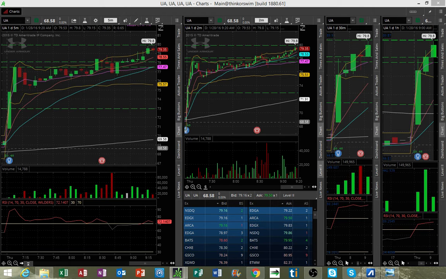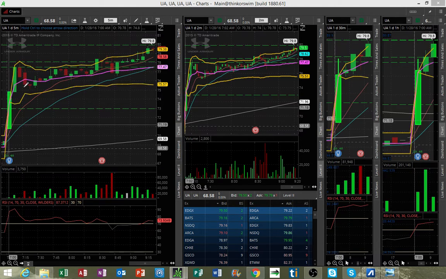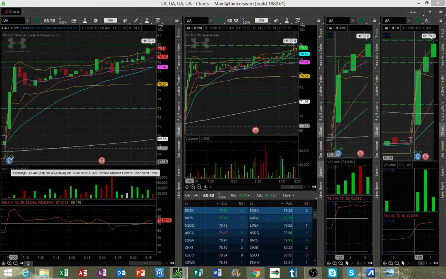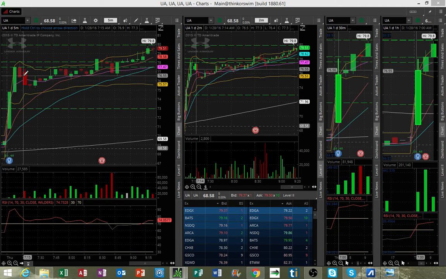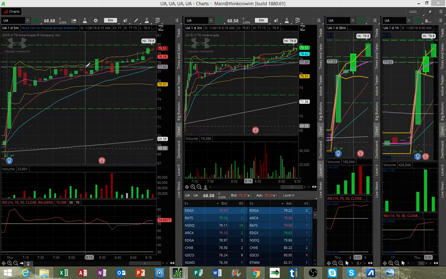So what we're looking at, this is UA. This is about 9:22 Thursday morning, right before the market opens. And this is what I was looking at on UA. I saw this big gap up. It was on earnings, I think, and this level here kind of held as resistance.